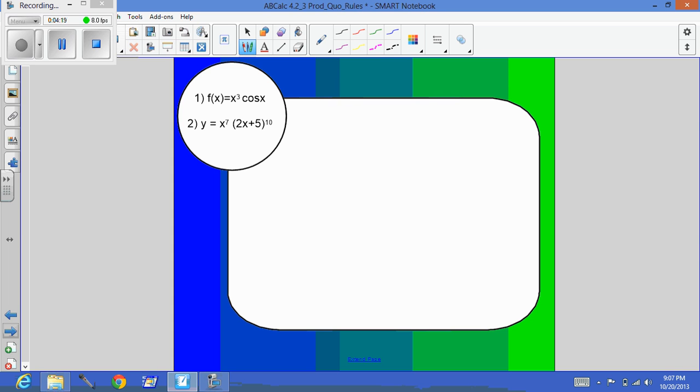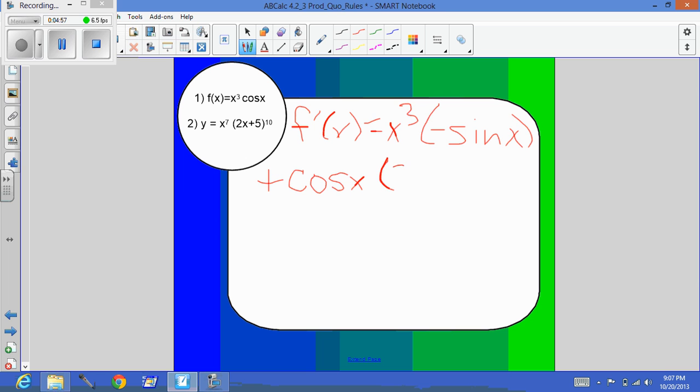All right, so first one, f of x equals x cubed cosine x. Remember that that means that f prime of x, write your x down, equals your first times the derivative of the second. Now derivative of cosine, remember, is negative sine. Derivative of any co-function is always going to be negative. So the derivative of cosine is negative sine, plus the second, which is cosine x, times the derivative of the first, which is 3x squared.